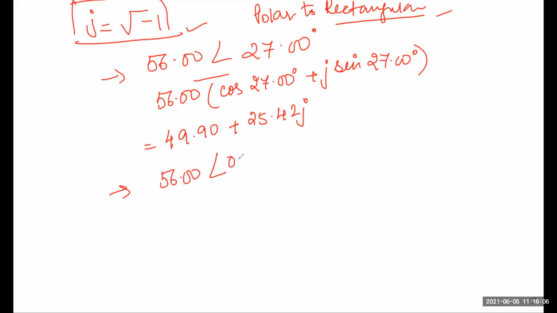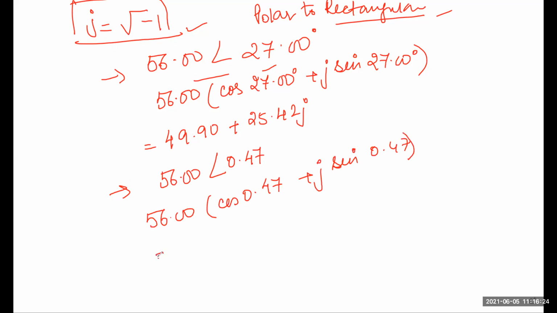56.00 in radian, 0.47 it will become, this is 27 degree. So how you can convert: 56.00 cos 0.47 plus J sine 0.47. Tell me the value, what you will get. You will get the same value, 49.90 plus J 25.42. This is the way of conversion of polar to rectangular. Okay, now we will do rectangular to polar.